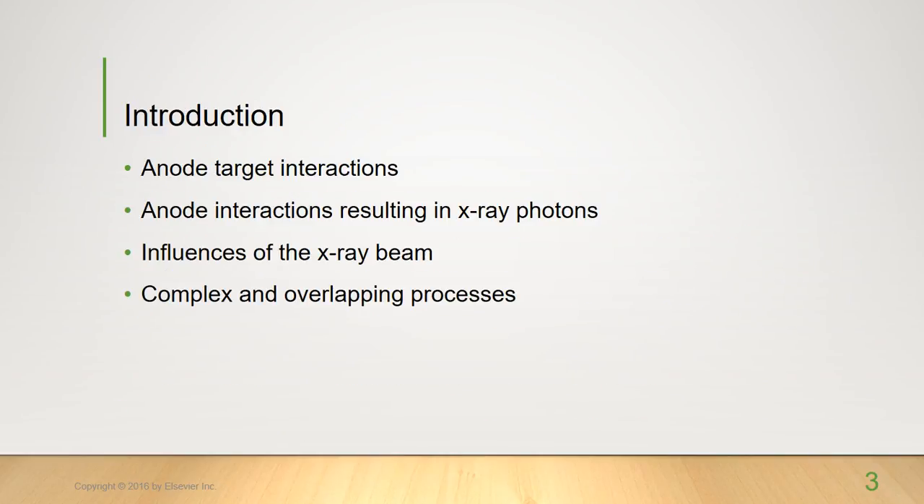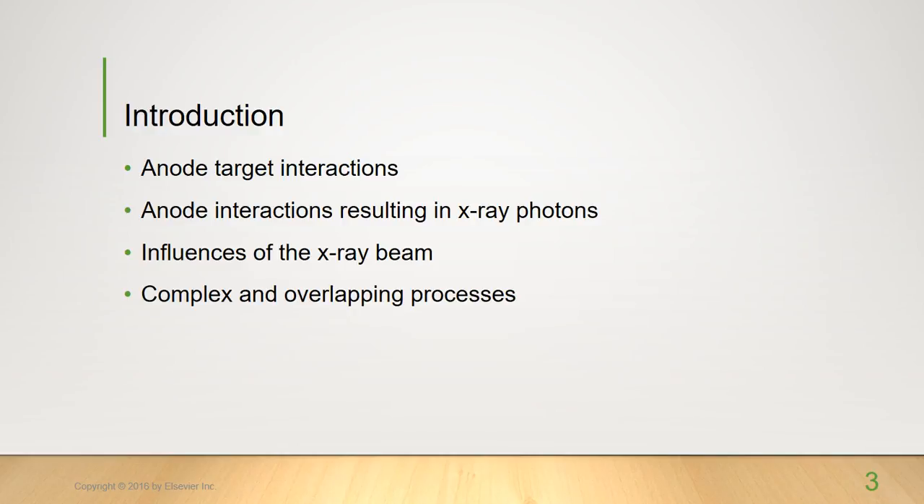Now, as an introduction, I want you to know that this chapter examines the anode-target interactions. So the other interactions in chapter 7 are with the tissue of the person that you're actually X-raying. This is the anode-target interactions and how we actually produce X-ray at a micro level. It focuses on the interactions in the anode target that result in X-ray photons, as well as the properties, the characteristics, and the factors that influence the nature of the X-ray beam.